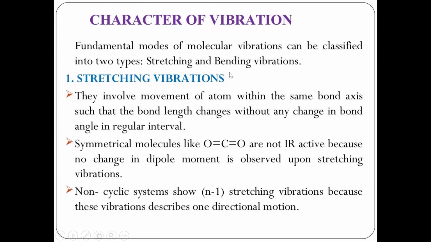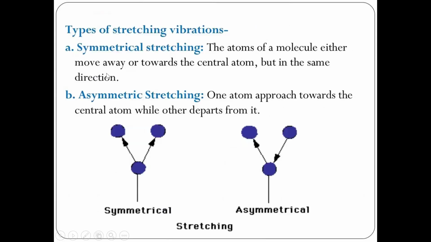There are two types of molecular vibrations in IR spectroscopy. One is stretching vibration, second is bending vibration. In stretching vibration, there is a change in the bond length without a change in the bond angle. There are two types of stretching vibrations: one is symmetric stretching, second is asymmetric stretching.